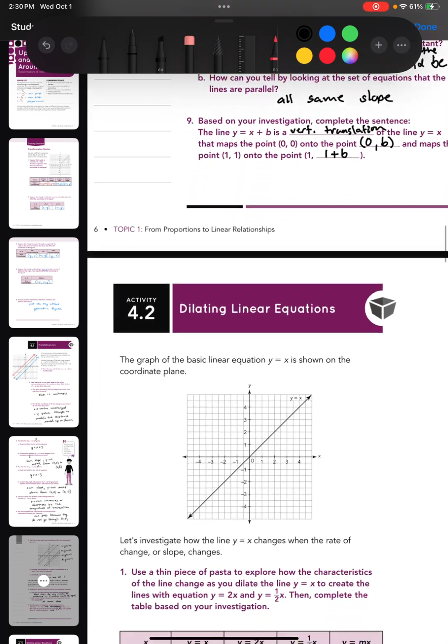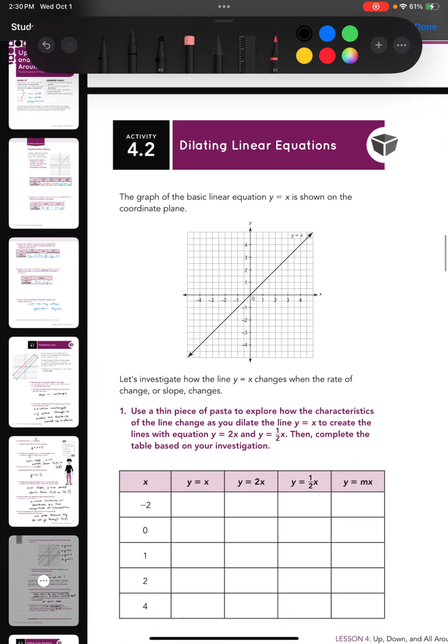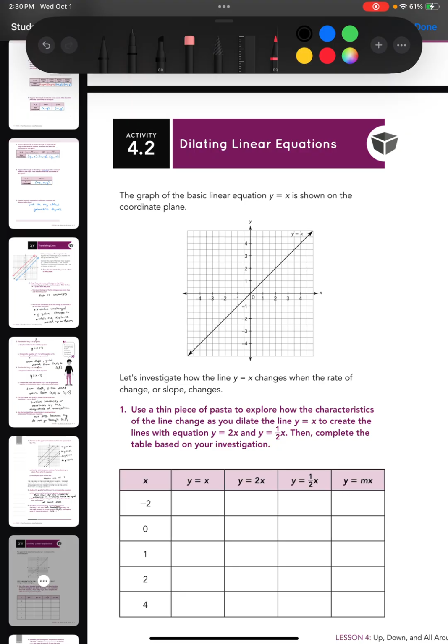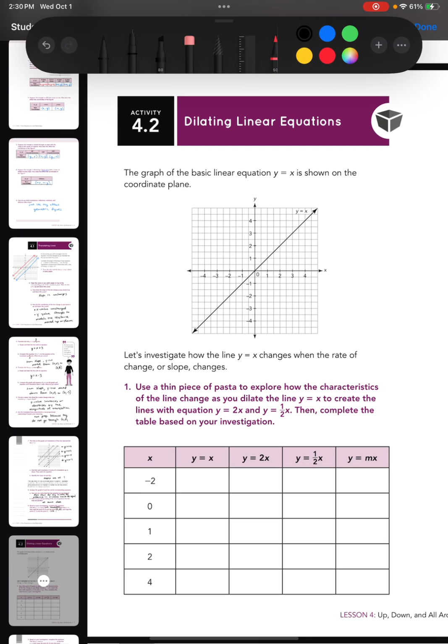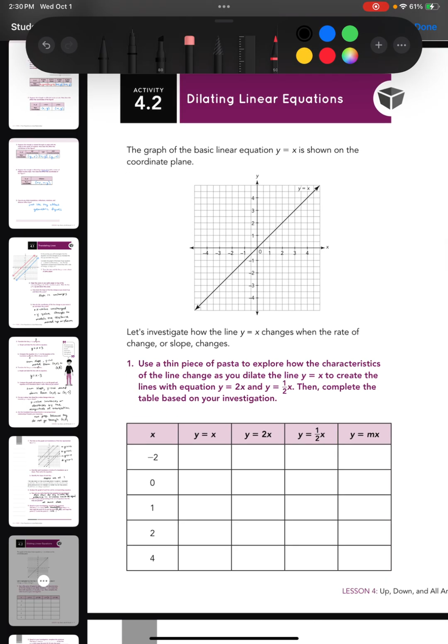And on the next page, we're going to look at dilating linear equations. So again, the graph of the basic linear equation y equals x is shown. We're going to investigate how that line changes when the rate of change or slope changes. So again, we're not going to use a piece of pasta, as it says, since I'm doing this digitally. I'll draw some lines in there where necessary. But the main thing is we're going to get our output values for given x values based on these dilation factors.